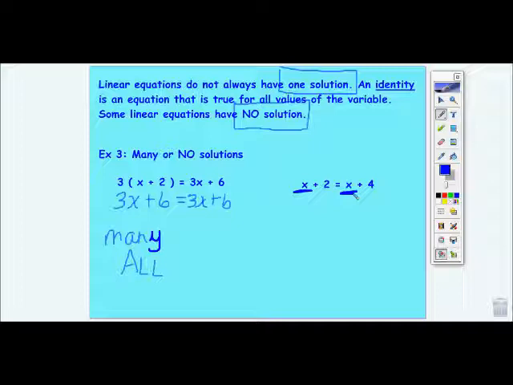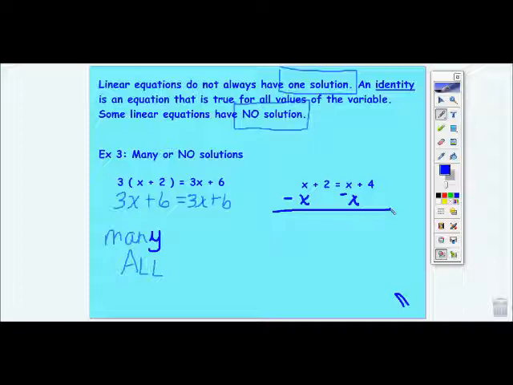Now, another way to do this is to follow the steps. I'm going to combine my variables. So I'm going to do it on the left-hand side because that's where I want it in the end. So I'm going to subtract x from the right side, and then I'm going to subtract x from the left side, keeping that balanced equation.